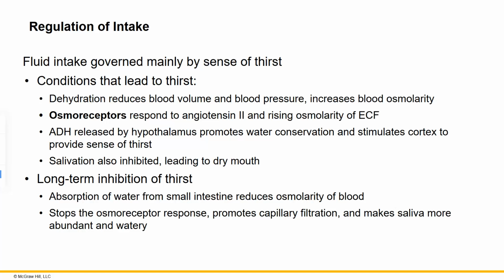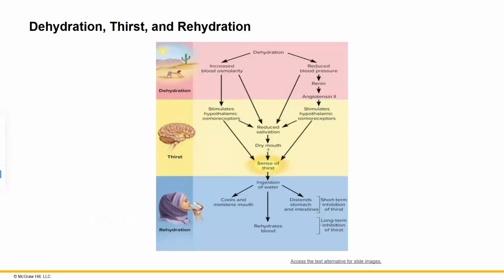Long-term inhibition of thirst: absorption of water from the small intestine reduces the osmolarity of the blood. It stops the osmoreceptor response, promotes capillary filtration, and makes saliva more abundant and watery. Here's a diagram that you can follow the path through.